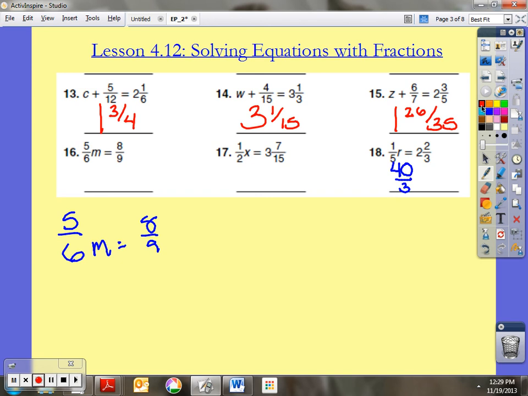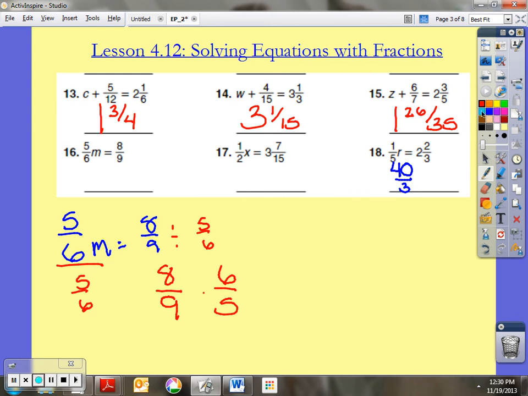Let's try 5/6 times m is equal to 8/9. I actually did the harder one first, I'll do the easy one second. Now, nothing to convert to a mixed or improper fraction, so I'll divide both sides by 5/6. Again, I like to write it like this on the right side. It helps me remember, oh wait, take the reciprocal of the second fraction, not the first one. So it's 8/9 times 6/5.